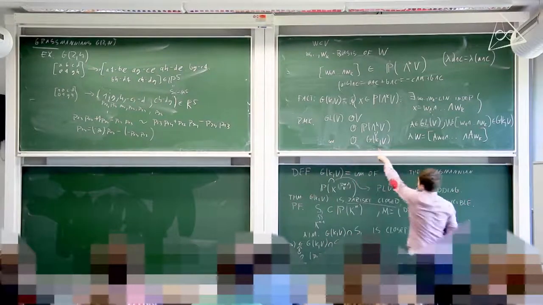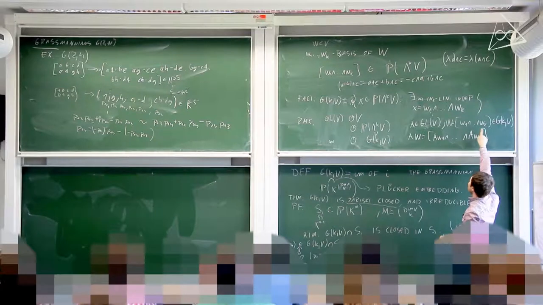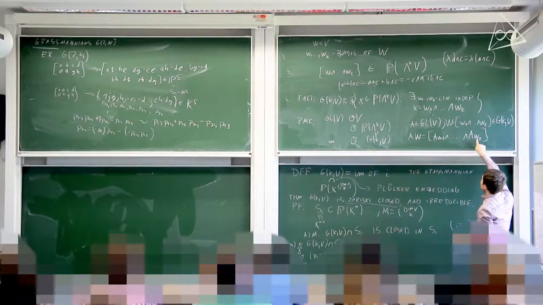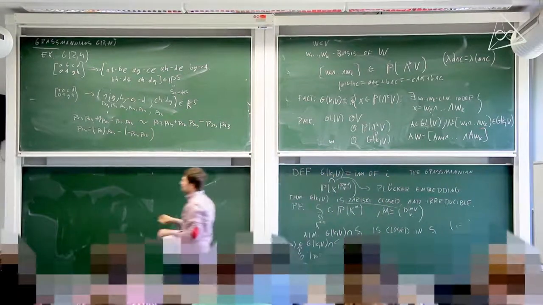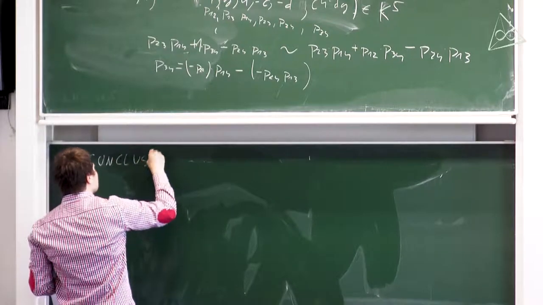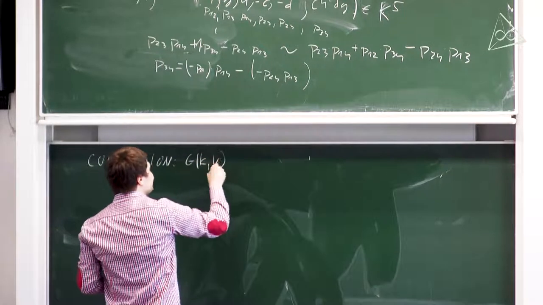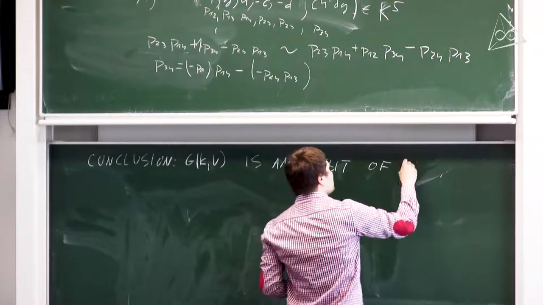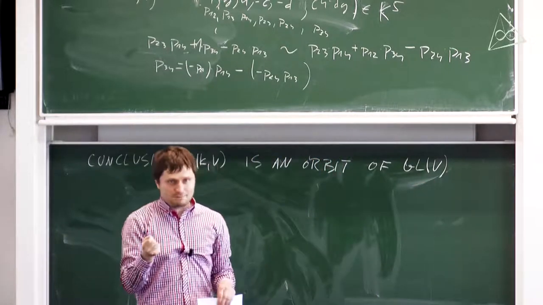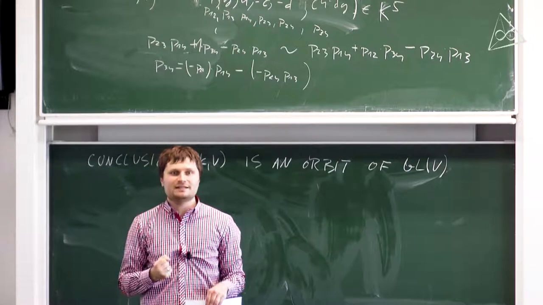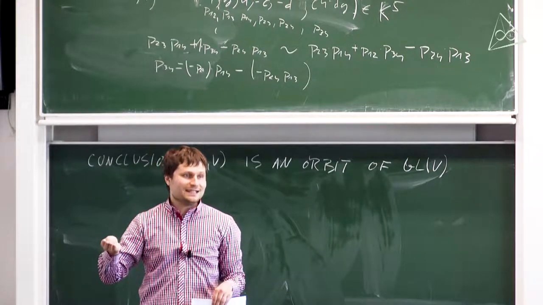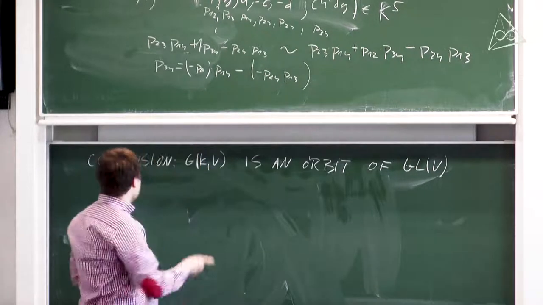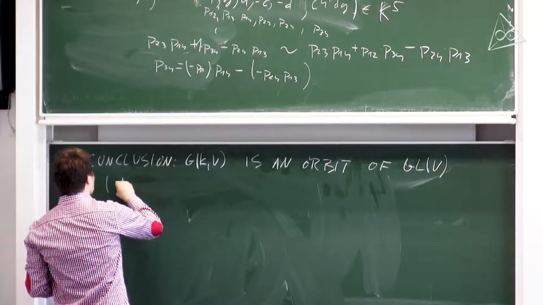This group not only acts on this Grassmannian, but notice that if we pick two points of the Grassmannian, then we can always find a matrix that will send w1 to w1 prime, wk to wk prime. So the conclusion is that the Grassmannian is an orbit of GL(V). We pick a point, we act on it, and we get all other points of the Grassmannian. In other words, if we have a k-subspace, we can find a linear transformation that will put it in any other k-subspace. And even more, it is a unique closed orbit.